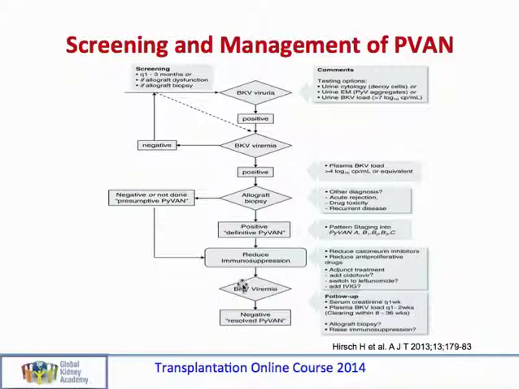Then you monitor the response, and hopefully you will have resolution in BK viral load, so you'll have clearing of the viremia within anywhere between 2 months and up to 6 months. Occasionally you'll have some patients who will persist with low-level BK viremia, but most respond. There may be a role for adjunctive treatment, but the mainstay is going to be to reduce or stop the antiproliferative drug, that's azathioprine or mycophenolate, and then reduce the calcineurin inhibitor dosage.